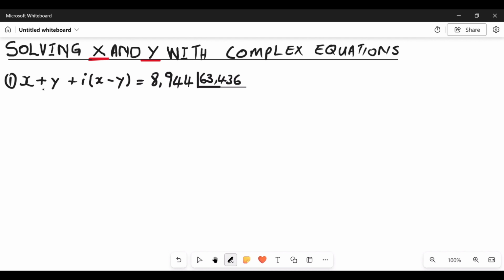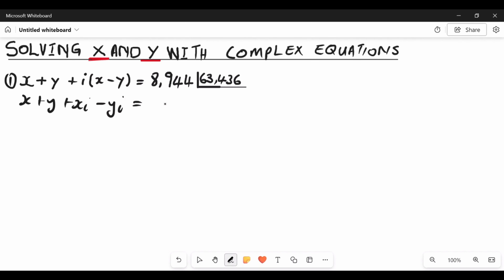Alright, guys, so let's start with this problem here. Now, when you look on the left hand side here, we just have to deal with brackets. Remember, you cannot solve for x and y while you have brackets. So we're going to rewrite this: x plus y plus xi minus yi. So these are x and y, the imaginary numbers.